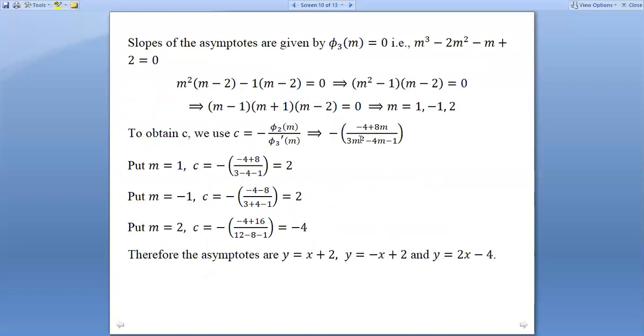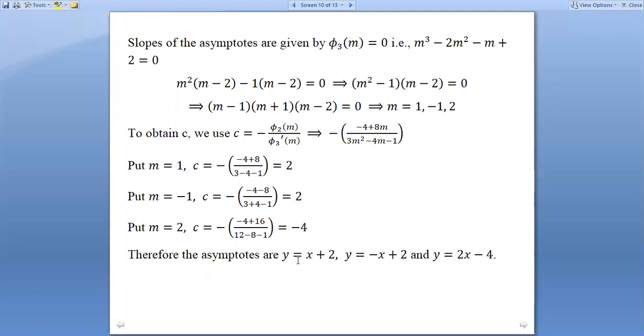So it is 3m square minus 4m minus 1. So put m is equal to 1. Corresponding to that m, you get c value to be equal to 2. When m is equal to minus 1, you get c is equal to 2. When m is equal to 2, you get c is equal to minus 4. So put m values, you will get c values.